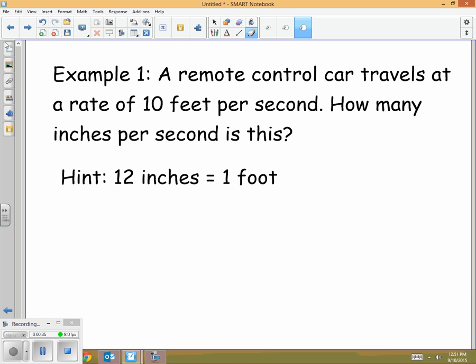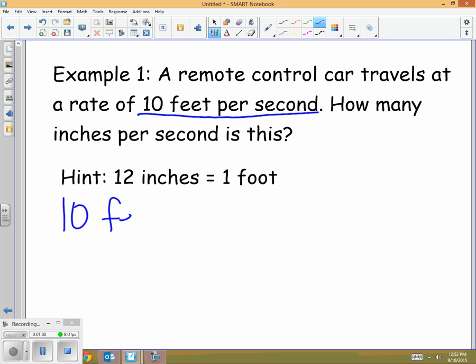start example 1. It says a remote control car travels at a rate of 10 feet per second. How many inches per second is this? Well, there's a helpful hint that 12 inches is equivalent to 1 foot. So look at what the question gives you. It tells you there are 10 feet per second of travel. This is a rate of speed. So we would write it as 10 feet per second.